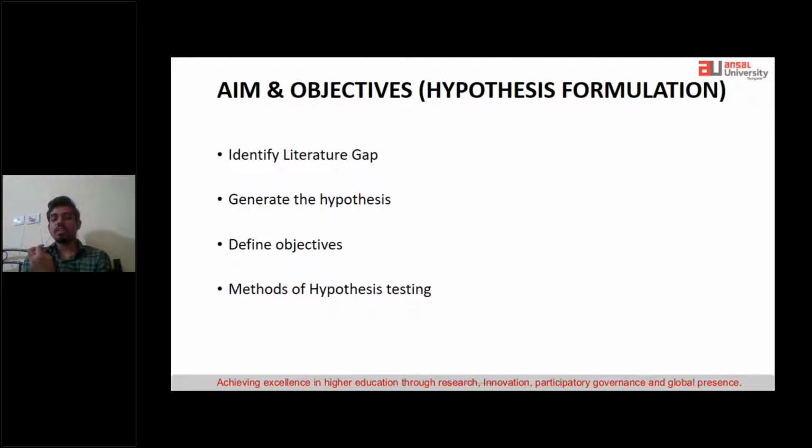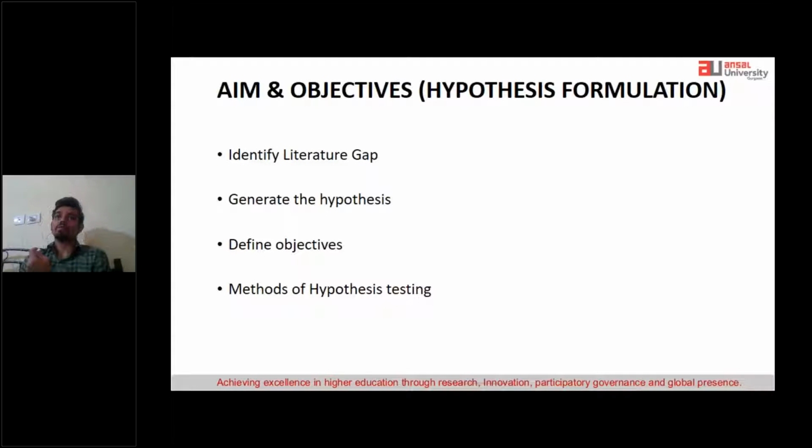Based on the literature gap you find out, you can generate your hypothesis. Hypothesis means your methodology. Basically, hypothesis testing is how you are going to fulfill these gaps. These gaps can only be fulfilled, first of all, when you know what you are going to work upon, and then what is required for that. That's where your methodology is important.